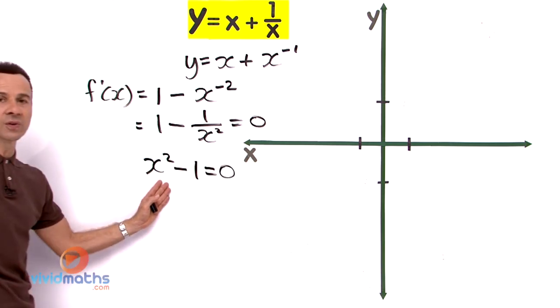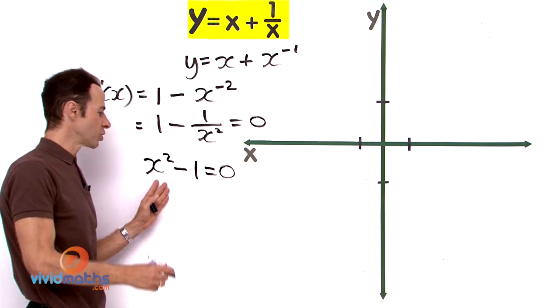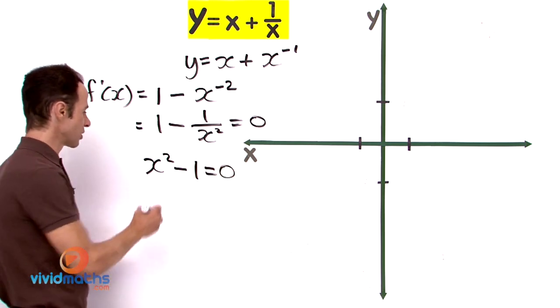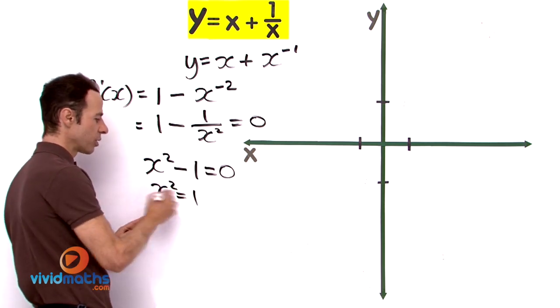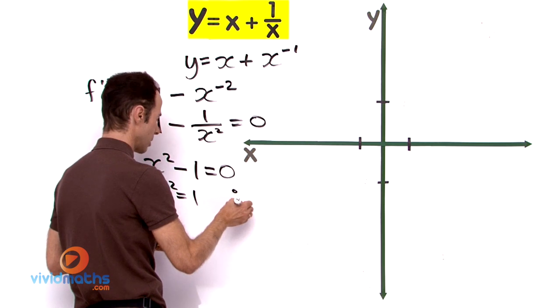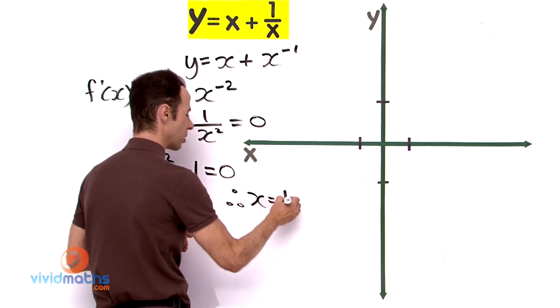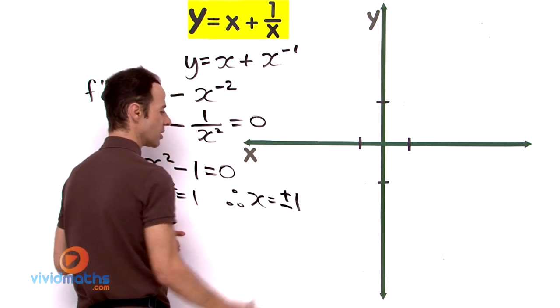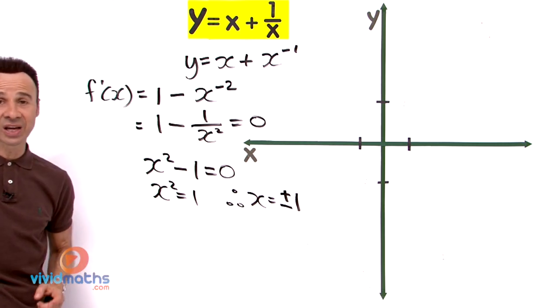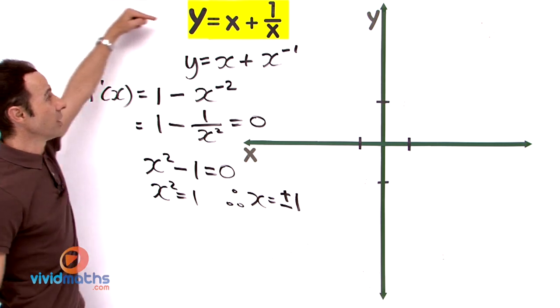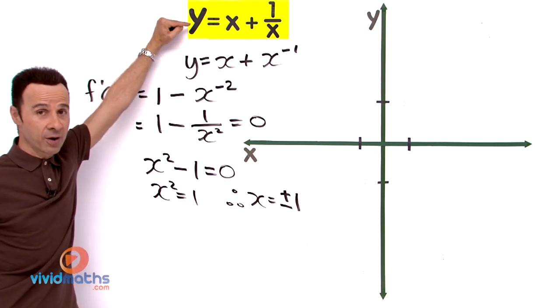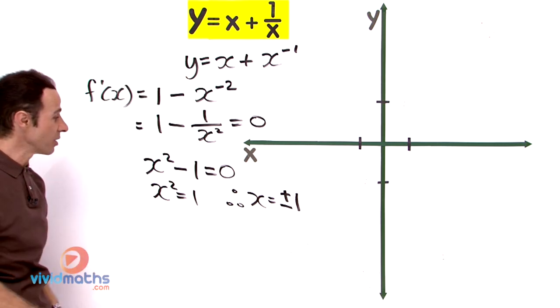Now that's a difference of 2 squares. You can do it a multitude of ways. I like to throw this over that side and make it x squared equals 1. Square root both sides, therefore what we have is x equals plus or minus 1. So there are x values where there's stationary points. We're going to take these and substitute them back here into the original equation and find those corresponding y values. So let's do that now.